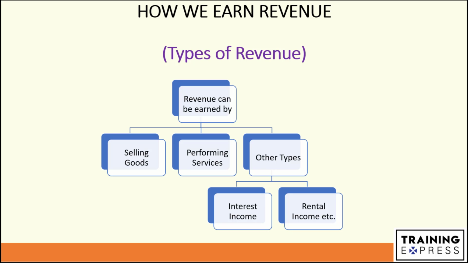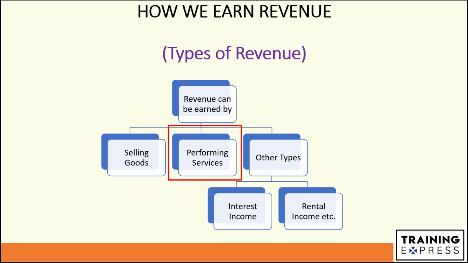In the previous two examples, we talked about revenue. Now let's look at how we can earn revenue, or what the different types of revenue are. Revenue can be earned by selling goods. This is one option: we sell goods and deliver them to the customer. When we have sold and delivered goods to the customer, we can say that we have earned revenue. Remember, it does not matter whether we have received cash or not, because we are following the accrual basis of accounting.